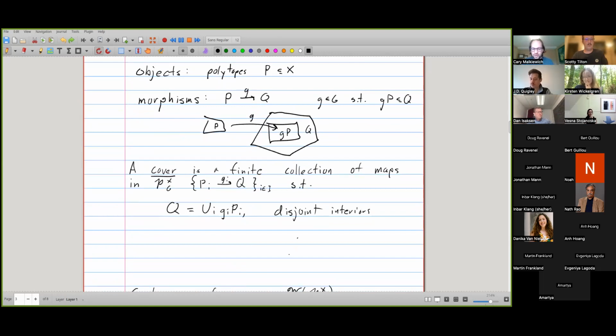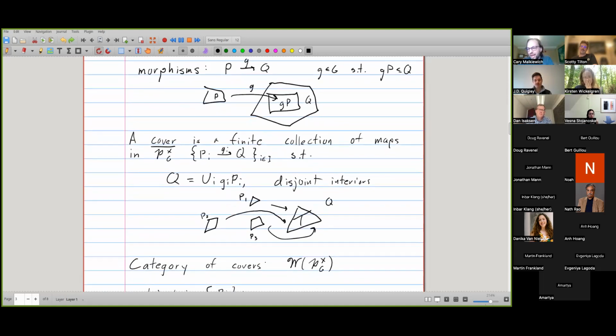So if I have my polytope Q here, and if I map into it from 3 different polytopes, and that one, and that one, right? That's an example of a cover. P1, P2, P3. Seems pretty related to scissors congruence, right?